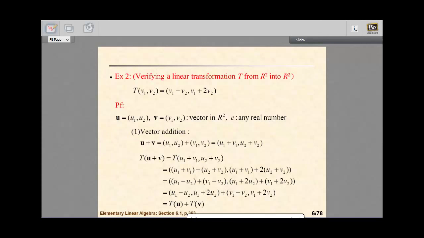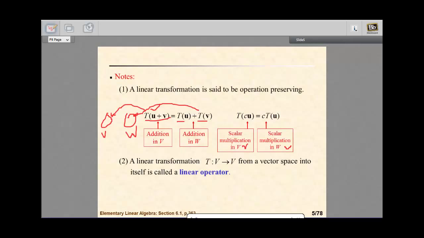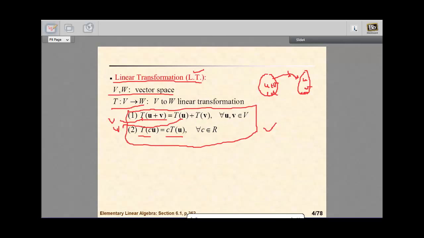Verify a linear transformation. This is question number 2. It says to verify a linear transformation from R squared to R squared. That means we have to prove whether this is a linear transformation or not. Let us assume it is equation number 1. We know that we have to prove two things, as I showed you in previous slides. If these two points are satisfied, then it is a linear transformation. If any one is not satisfied, then it is not a linear transformation.